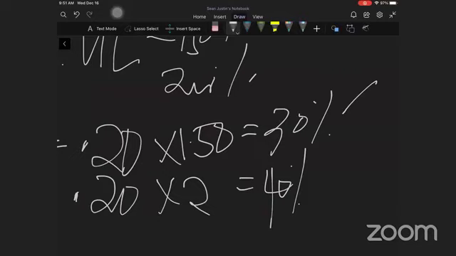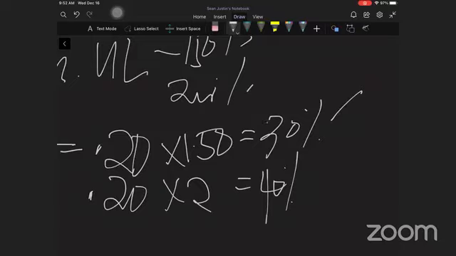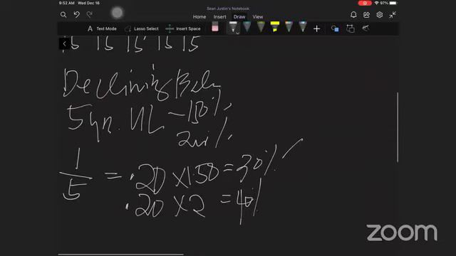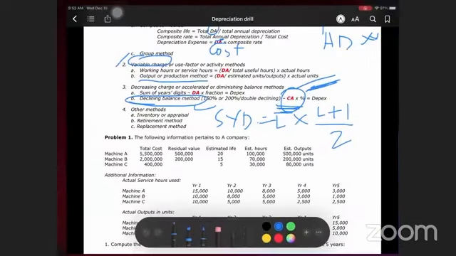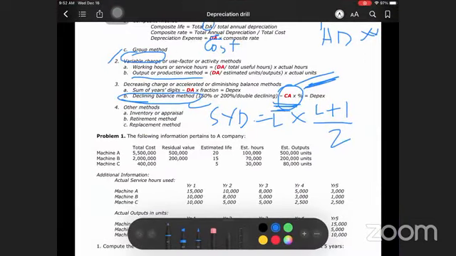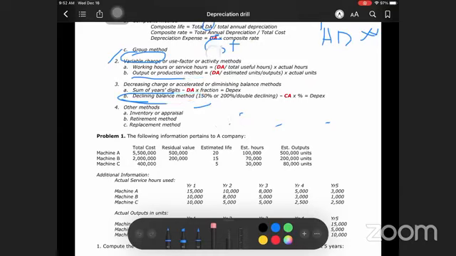But on the second year, okay, naa nay accumulated depreciation. Okay, di ba? Because 2 years na siya. So again, take note of that. Okay, so that is the methods under decreasing charge or accelerated or diminishing balance method. Okay, there are other methods. You have inventory or appraisal, you have retirement method, and you have replacement method. So, ako lang i-discuss kanilang common na ginagamit na depreciation method.